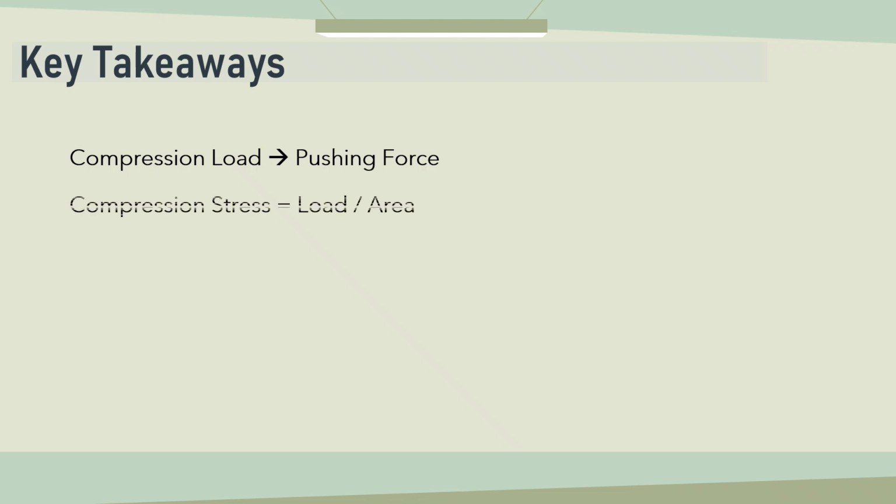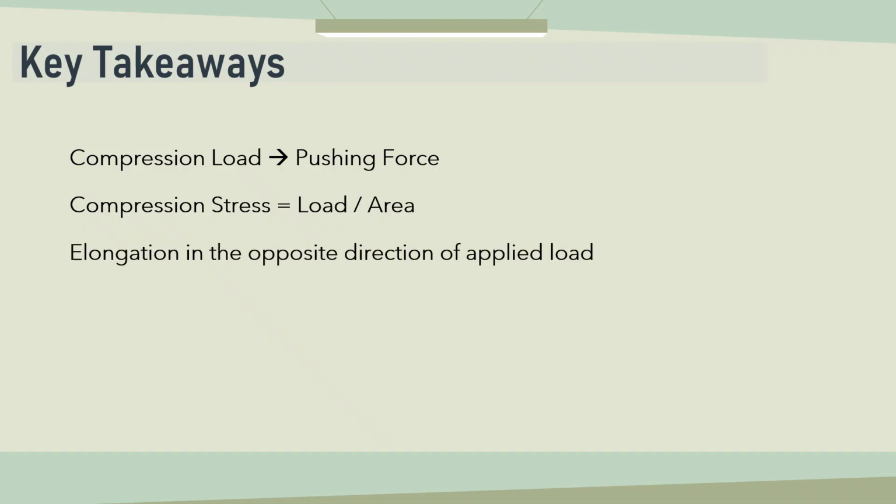To conclude, let us quickly summarize the key points discussed in this session. Compression load is a pushing force that acts toward the body and tends to reduce its length. Compression stress is defined as the applied load divided by the cross-sectional area over which the load acts. Due to the application of compression load, deformation occurs in the opposite direction of the applied force.